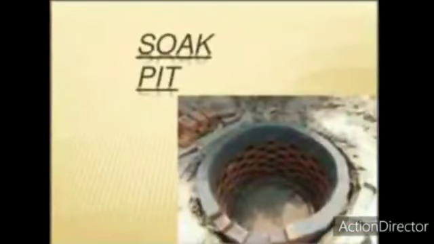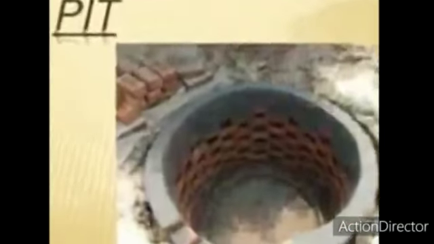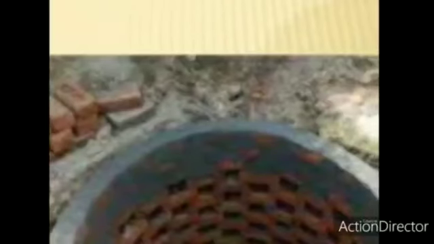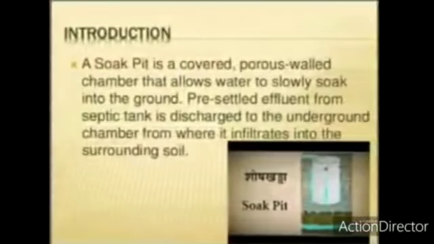What do you mean by porous wall chamber? You can see here small gaps left out at the time of construction. It is to allow water to pass to the ground so that it can soak the effluents which are coming from the septic tank to this soak pit.